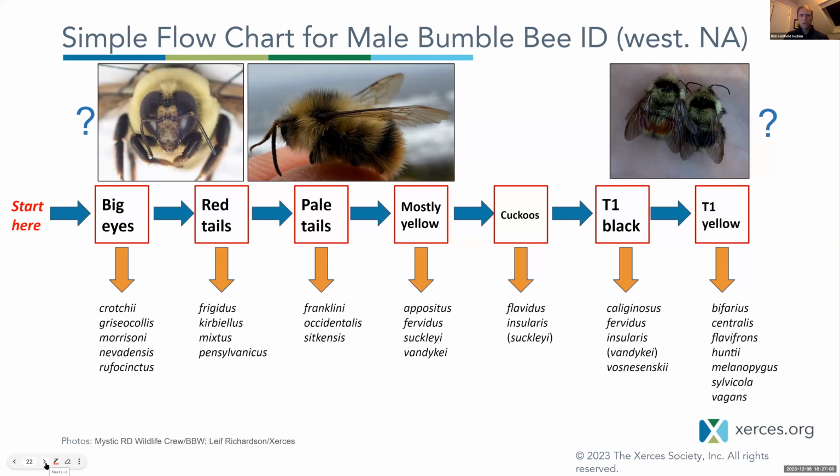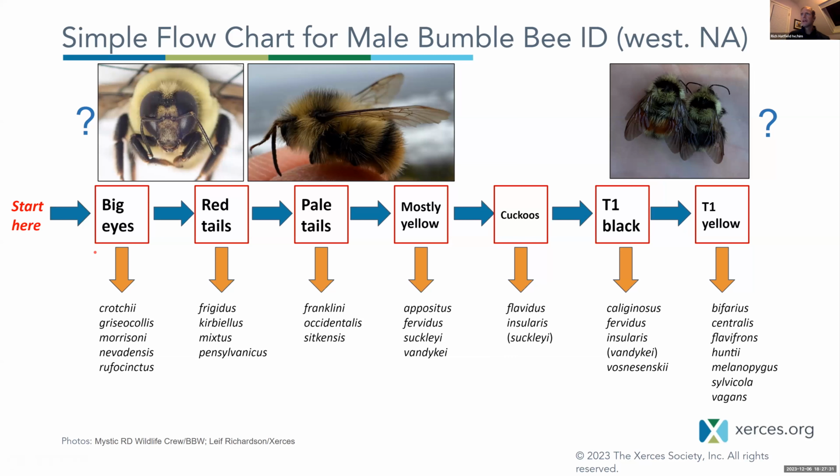So anyway, what I'm going to do now is look at some of these categories, like big eyes, and look at some of the species within them that could be confusing, and give you a few characters that Leaf and/or I use to distinguish these species when we are looking at photographs.